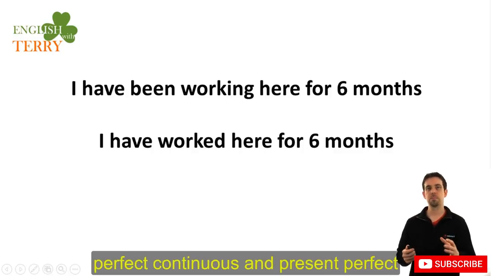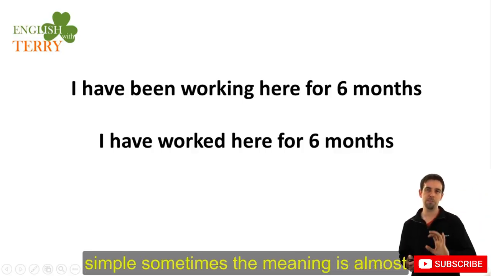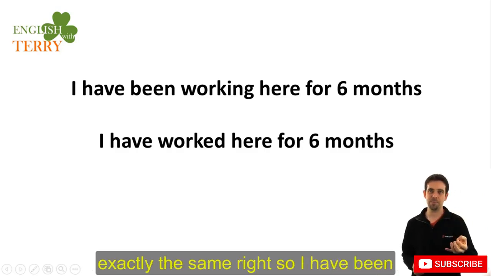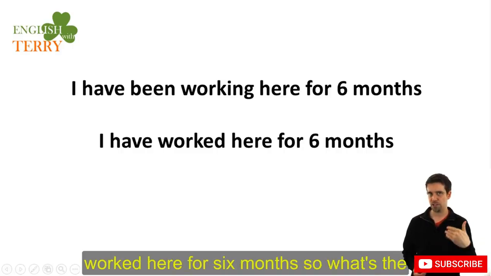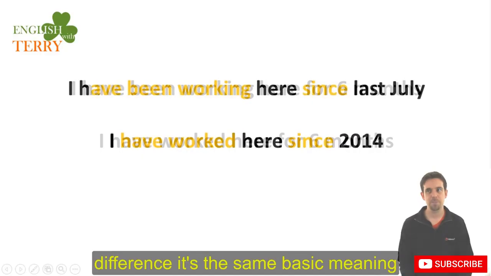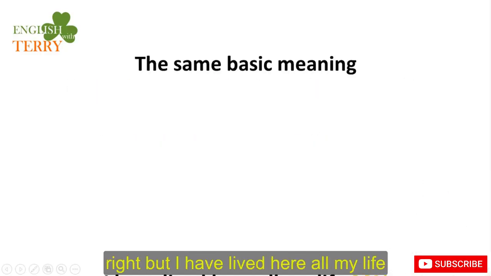Now, with the present perfect continuous and present perfect simple, sometimes the meaning is almost exactly the same, right? So I have been working here for 6 months. I have worked here for 6 months. So what's the difference? It's the same basic meaning, right?